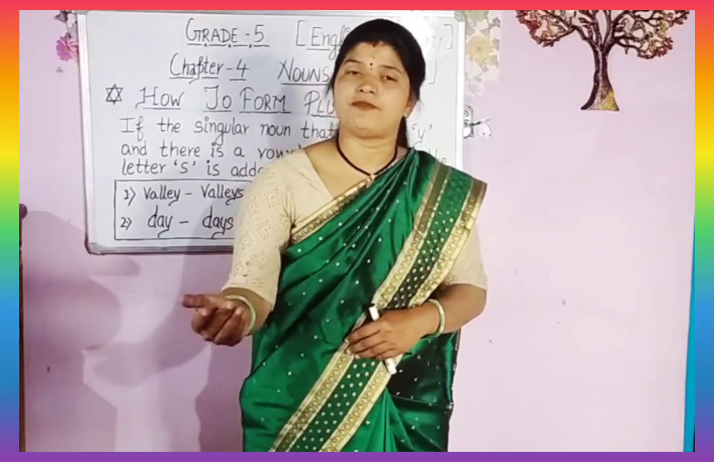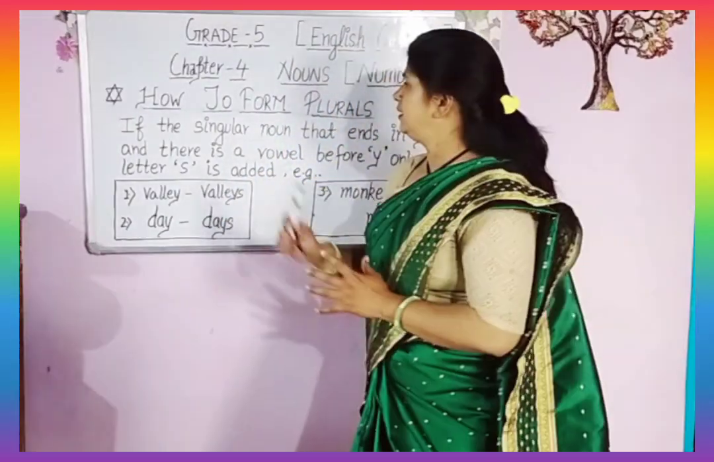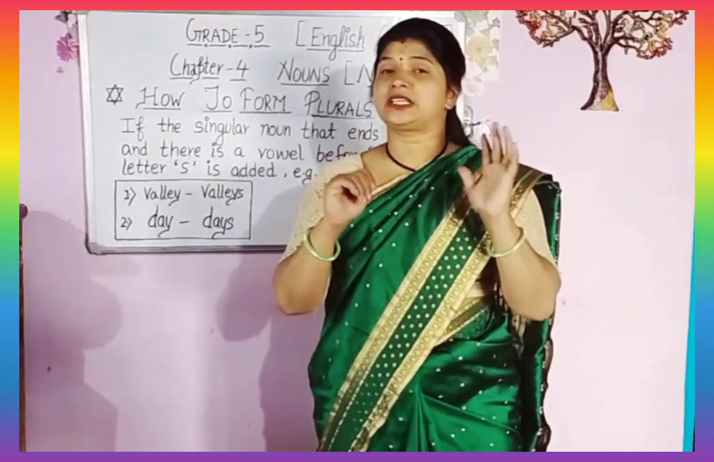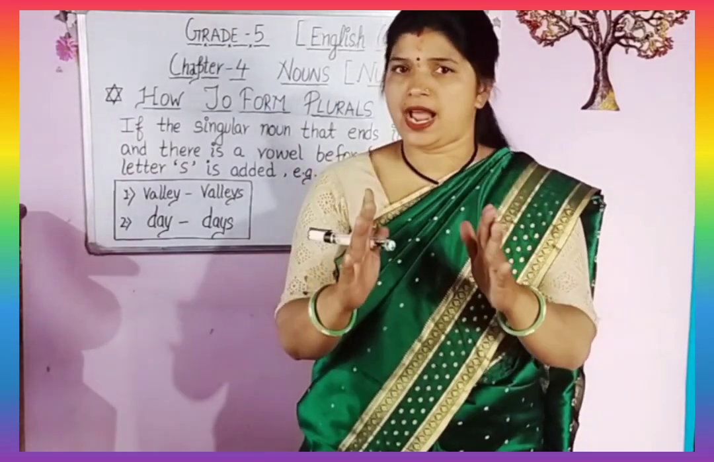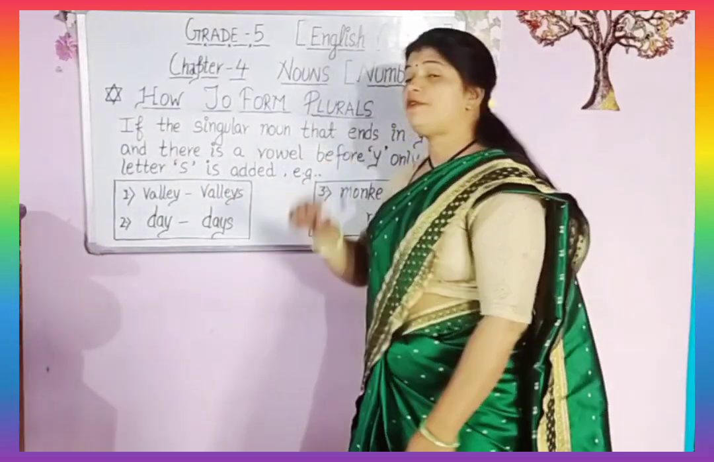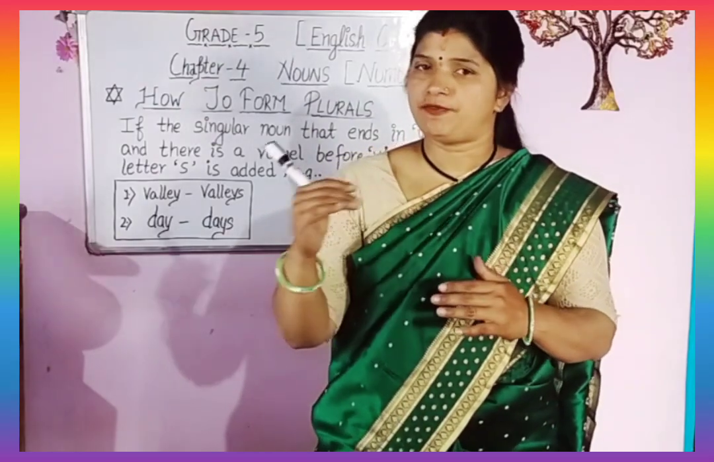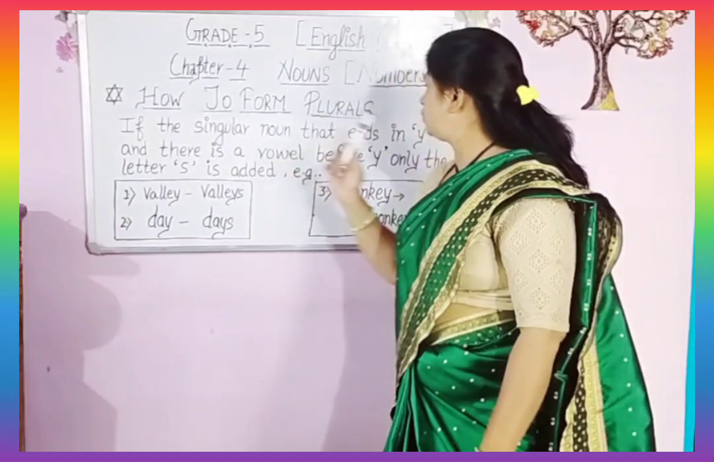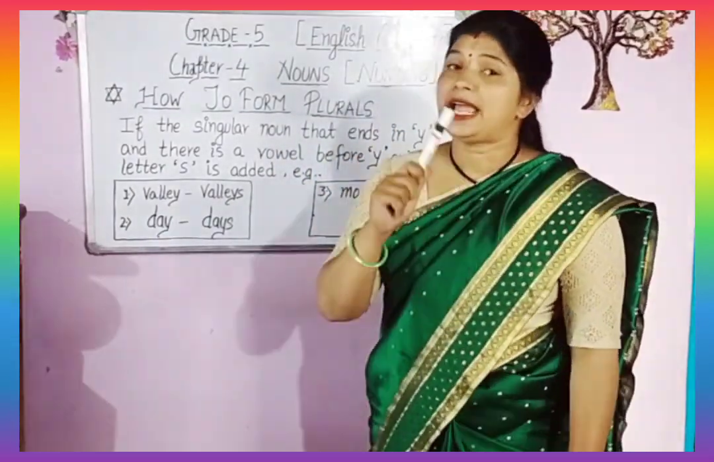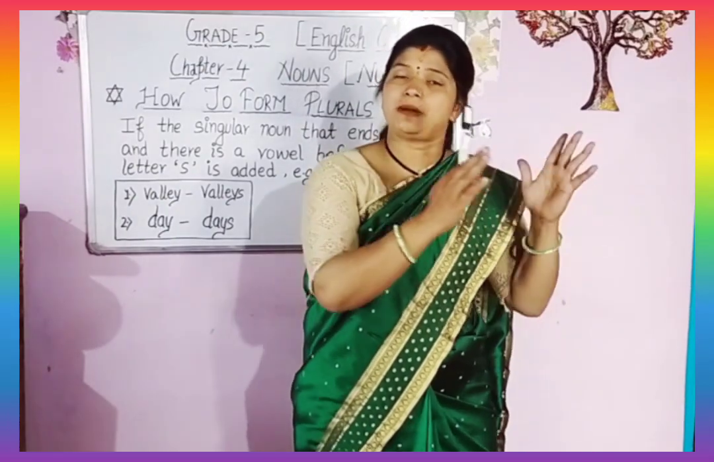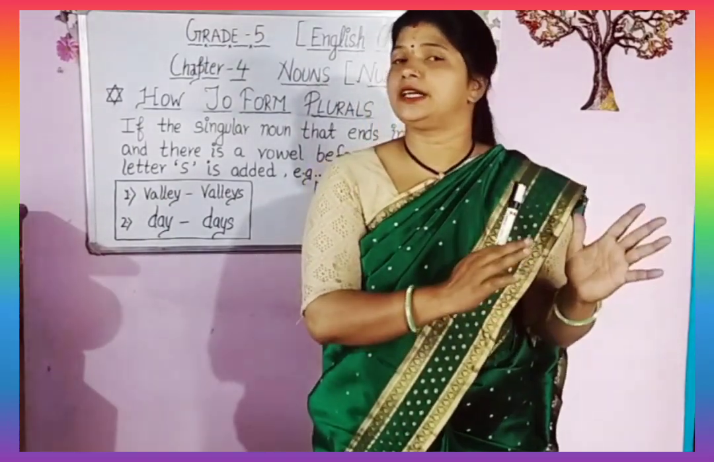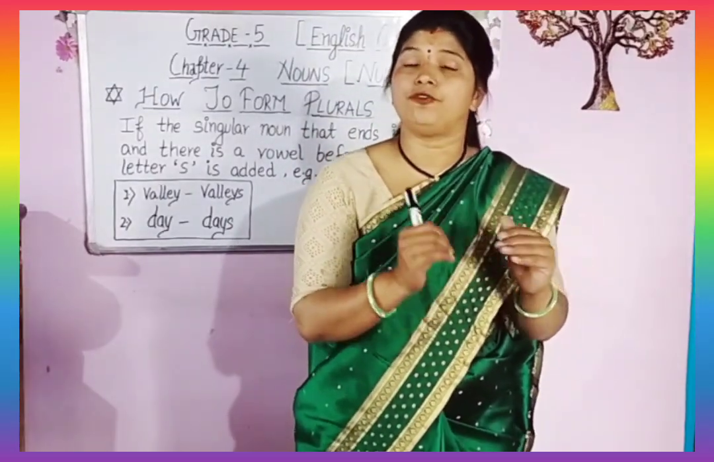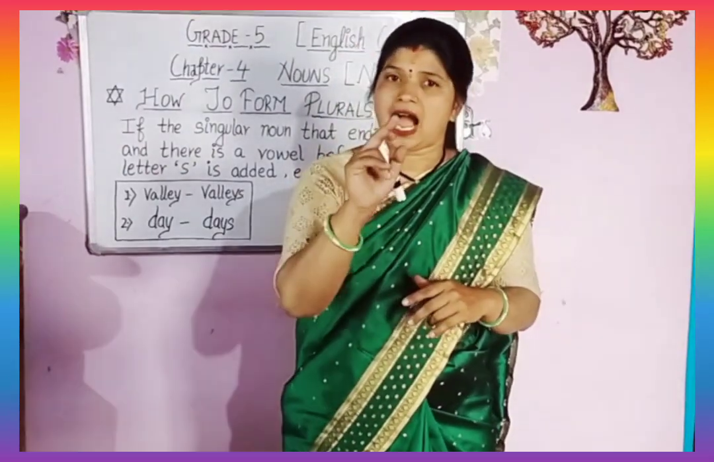Kids, now in rule number 4, the B part is: if the singular noun ends in Y, and there is a vowel before Y, then how do we change it from singular to plural form? We will simply add S to it. Okay, understood? In the previous rule, we studied that if Y is at the end and there is a consonant before that, we used to change Y to I and add ES.